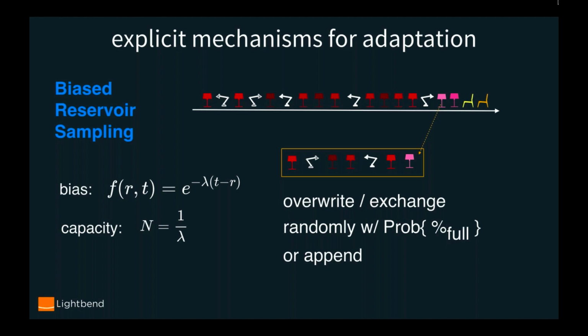Now, for the methods which don't have an explicit adaptation mechanism, we can use this strategy. We can keep a biased reservoir, and once we detect a change, we can use the examples in the reservoir to retrain our models because they are biased toward the more recent examples.